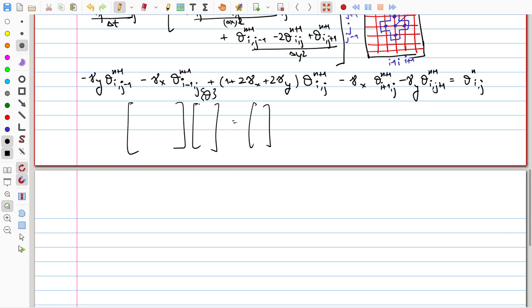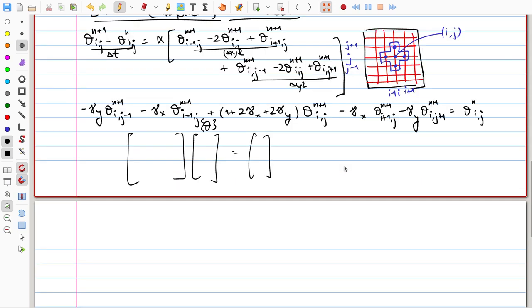So for now, this is one equation, there is no time complexity here. I am just trying to solve this equation once. Given that I know the theta values at the nth time on the right hand side, I want to solve for theta at the n plus 1th time, that is on the left hand side, and then I will run this loop again and again and again to march in time.